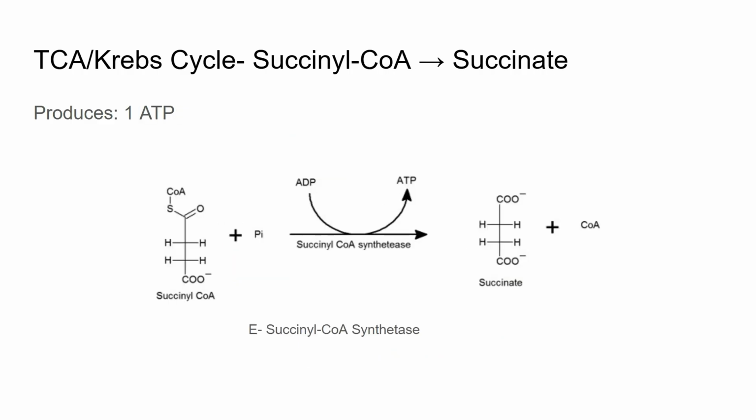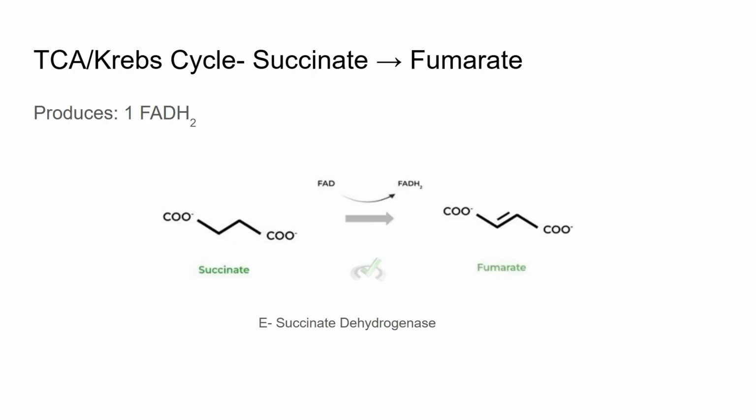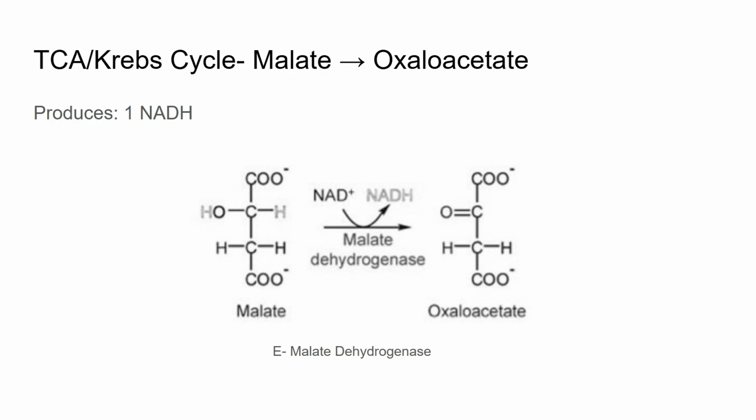The next reaction is going to be succinyl-CoA to succinate, and this is catalyzed by succinyl-CoA synthetase, giving us 1 molecule of ATP. The next reaction is succinate to fumarate, catalyzed by succinate dehydrogenase, giving us 1 molecule of FADH2. The next and final reaction is malate to oxaloacetate. This is catalyzed by malate dehydrogenase, giving us 1 additional molecule of NADH.